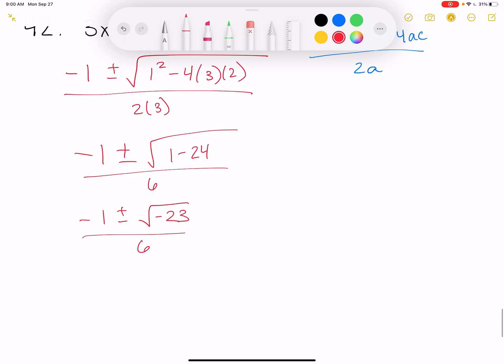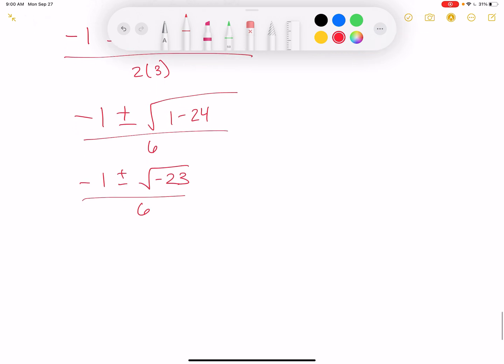Okay, so now at this point, y'all have already said it, and the I's got to come out of it. Would it be in front of the plus or minus or behind the plus or minus? It would be behind the plus or minus in front of the radical. So we're going to have -1 plus or minus I root 23 over 6. And then now we need to split it. Okay, so I'm going to have -1 over 6 plus or minus.